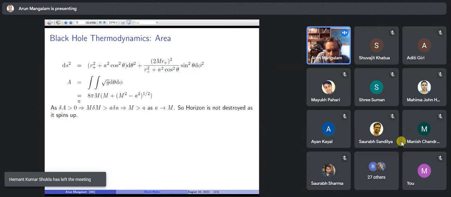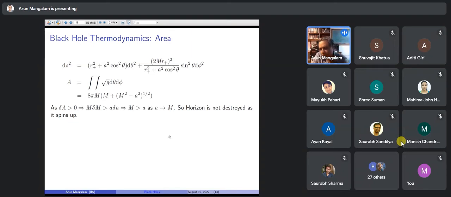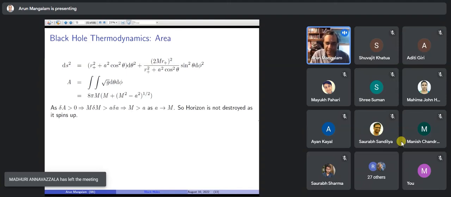What it tells you is that if the area has to increase, that is, the entropy has to increase, then it implies that the mass is always greater than A, where A is the spin of the black hole. The spin reaches its maximal value as A reaches 1. The horizon is not destroyed, because you'll find that M squared minus A squared is always greater than 0. That's required for the black hole to still be described by this metric.